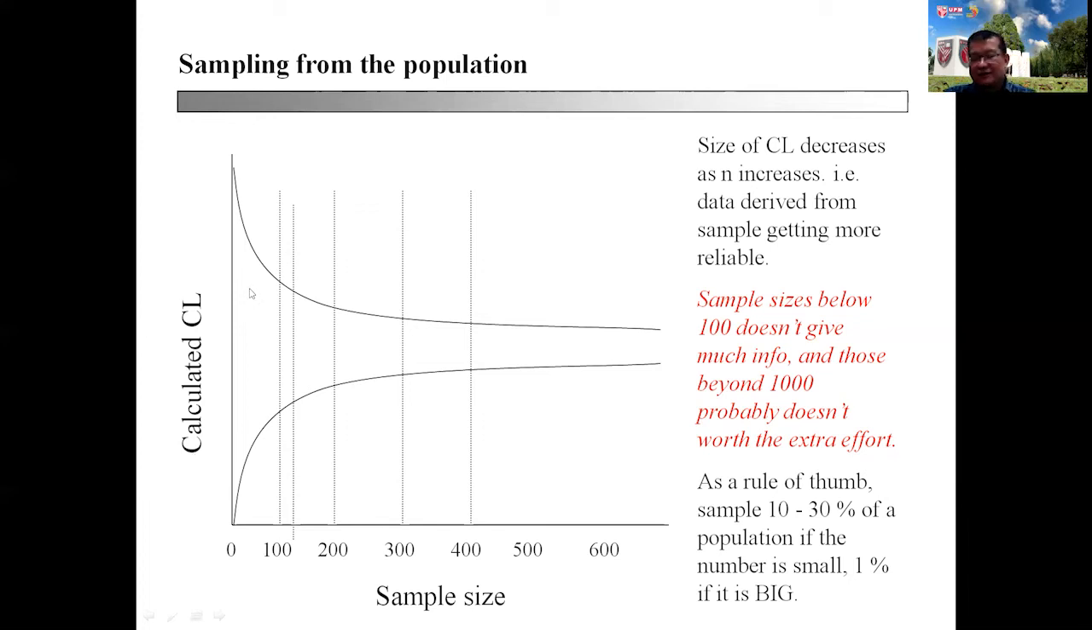So as a rule of thumb, a sample of anything between 10 to 30% of the population is required if the number is small, and 1% if it is big. Why? Because we just need to ensure that you exceed the threshold of at least 200 or 300 individuals to make sure that whatever confidence limits you are calculating will be stable and representative of the samples itself.